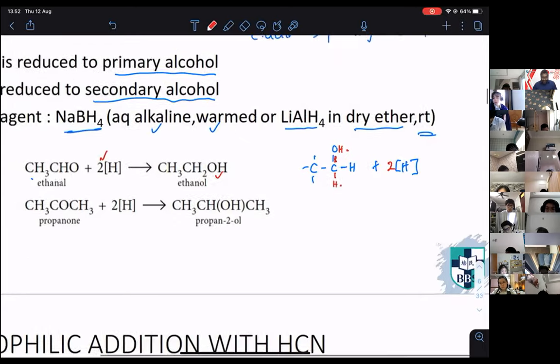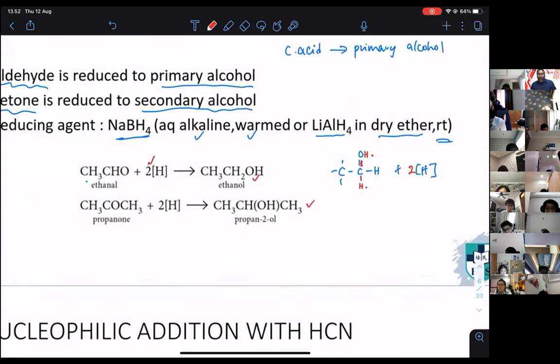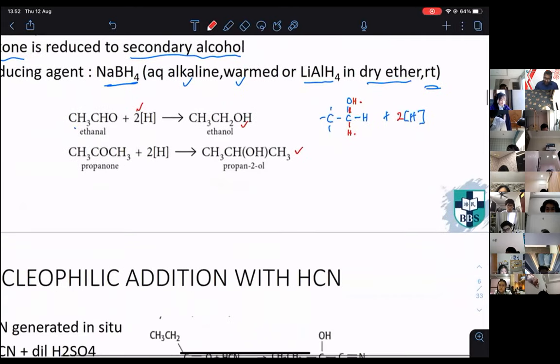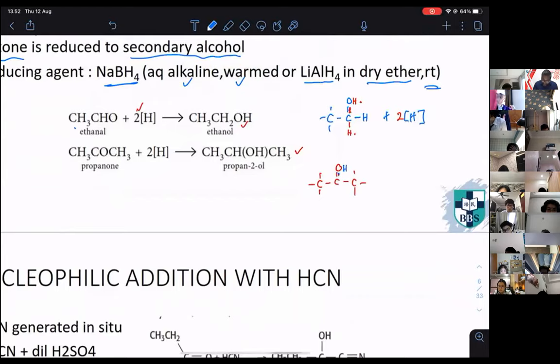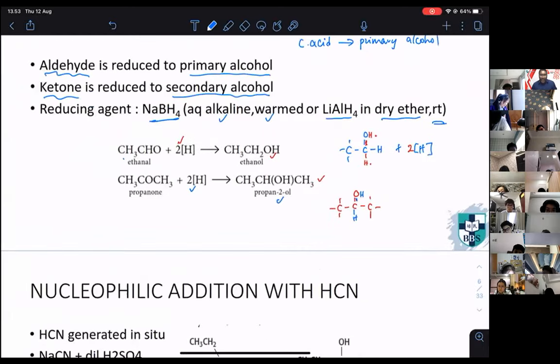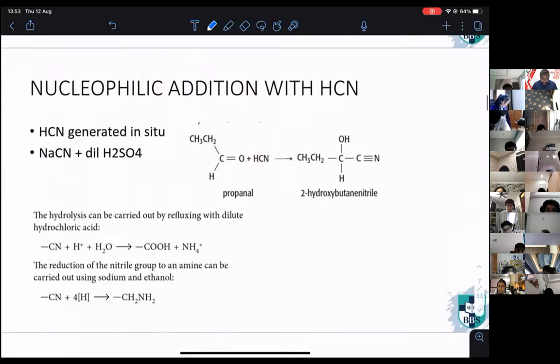You use the same method to do it for propanone as well. I'll show you CH3, C double bond O, CH3. First I put the hydrogen here, the double bond is broken, so I put another hydrogen over there. So now I have a secondary alcohol. How many hydrogen did I use? I use two. And then you can just draw this, no problem at all. So this is when it comes to reduction. Now, that is solved.